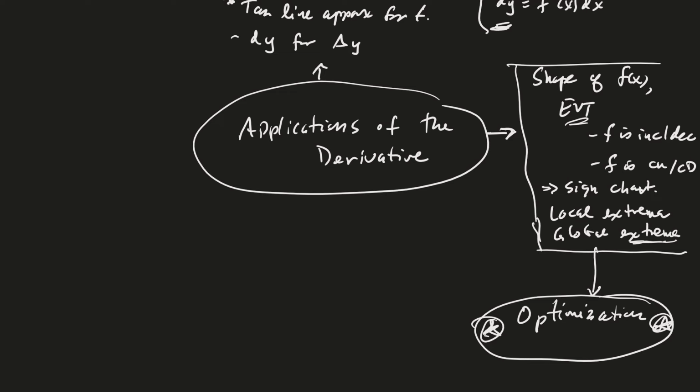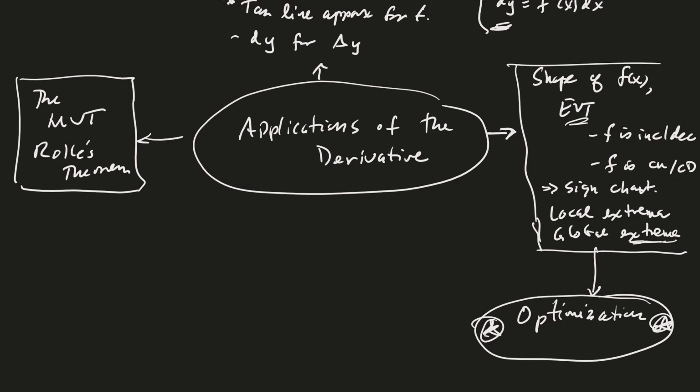Okay, so now let's continue around the bend here. How about the mean value theorem? This is a big one because it's also Rolle's theorem, right? And so Rolle's theorem is a special case of the mean value theorem, really, although we use Rolle's theorem to prove the mean value theorem. Once you've got the mean value theorem, Rolle's theorem is a special case.